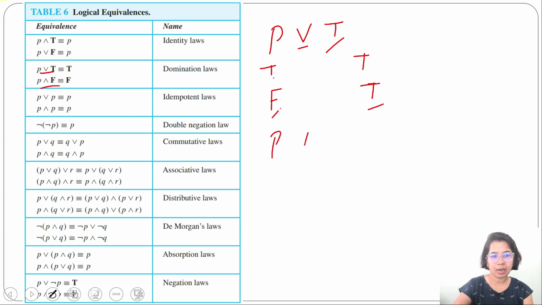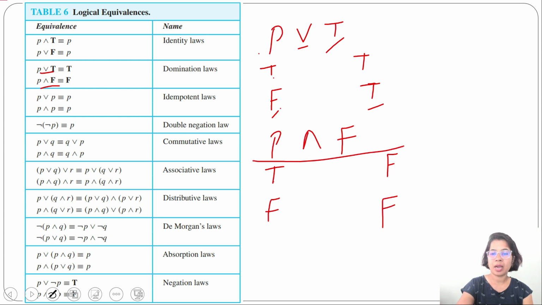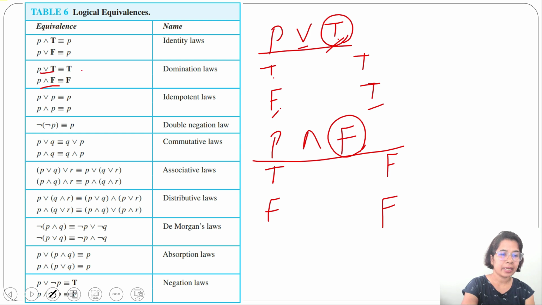Now P and false. When P is true, true and false will be false. When P value is false, false and false is false. In case of and, true and true is true, the rest are false. If one truth value is false, then it will be false. In case of or, if one truth value is true, then it is true. So you can say true is dominant over or, and false is dominant over and.